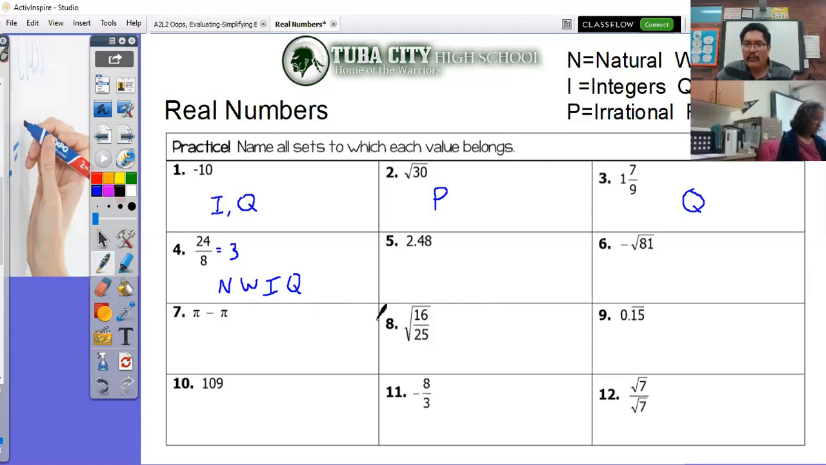Okay, well, what about 2.48? Now again, decimal numbers that terminate, which this one does, it only has 2 places and then it stops, would make it rational.